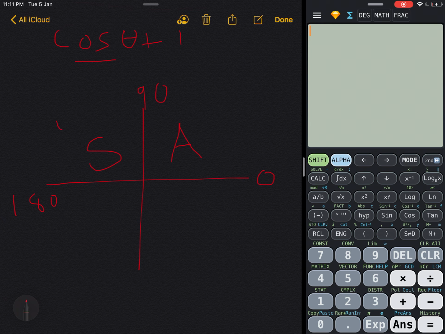We are taking 100 degrees, which is in this range. Sine 100 degrees gives me a positive answer. Now let me try cos 100 degrees, and that gives me a negative answer. Tan 100 degrees should also give me a negative answer.